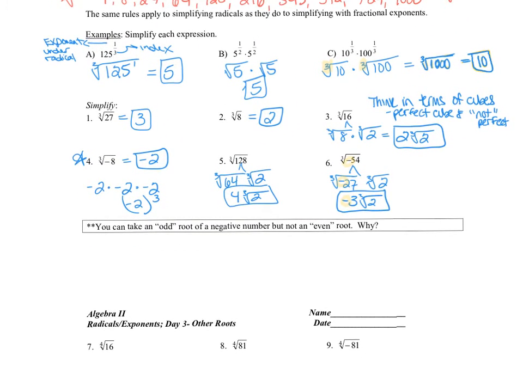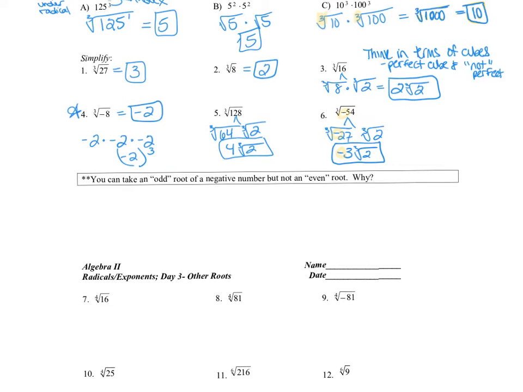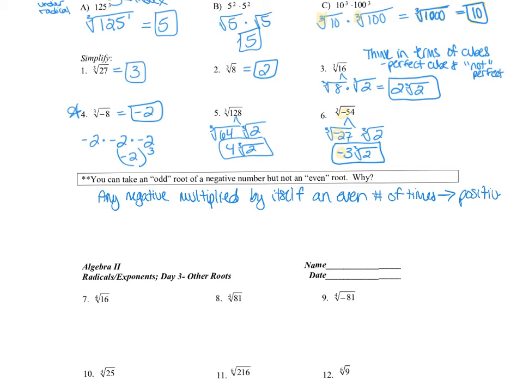So that brings me to this question here. You can take an odd root out of a negative, but not an even root. So why is that? And I know that we've discussed this earlier in the year, right? If you take a negative number multiplied by itself an even number of times, what happens to that number? Well, it becomes positive, right? If you have a negative, multiply it by itself any even number of times, it becomes a positive number.